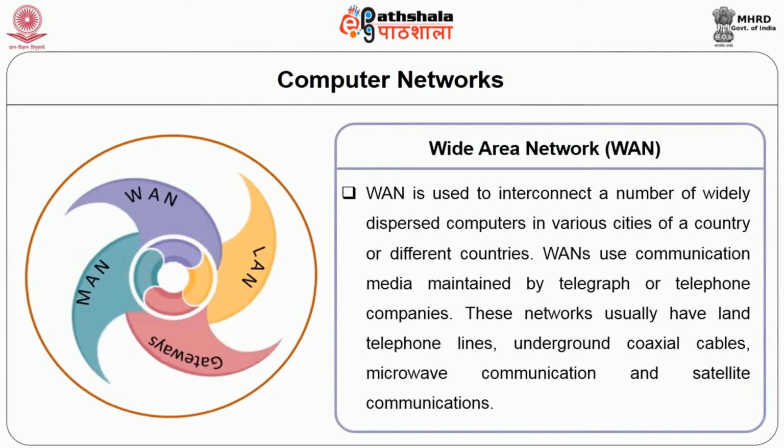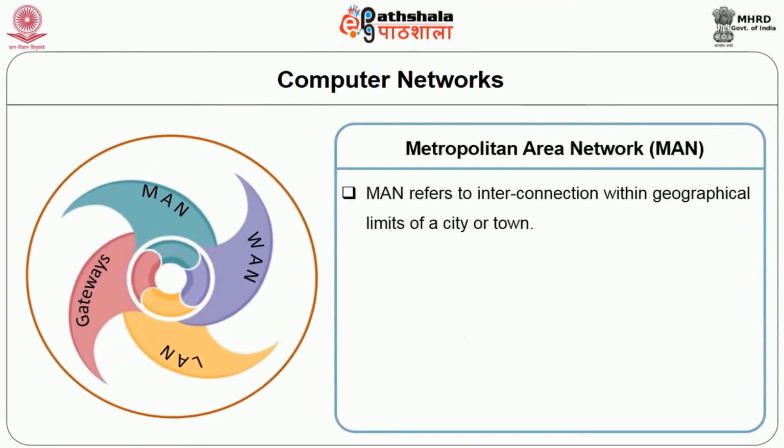Wide area network is used to interconnect a number of widely dispersed computers in various cities of a country or different countries. These networks use communication media maintained by telegraph or telephone companies. These networks usually have LAN telephone lines, underground coaxial cables, microwave communication and satellite communications. Metropolitan area network refers to interconnection within geographical limits of a city or town.